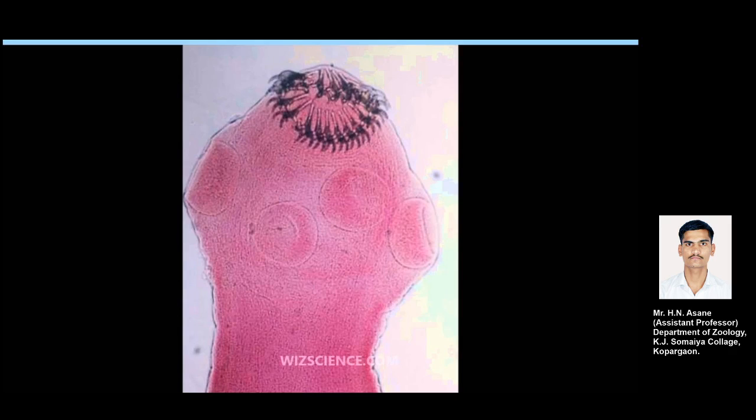So this is an actual real-time image of the head, or scolex, magnified under the compound microscope. As you can see the suckers, the rostellum, and the hooks pointed outward. The suckers vary in number, 4 to 5. As you can see, the hooks of this rostellum.